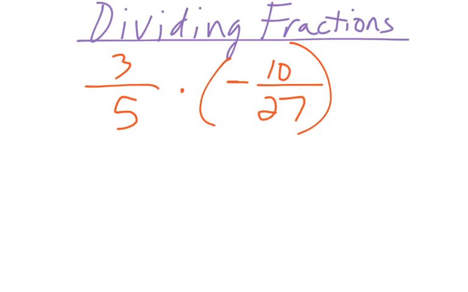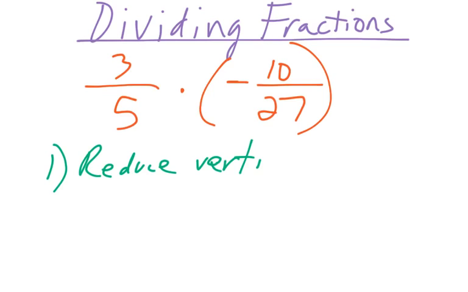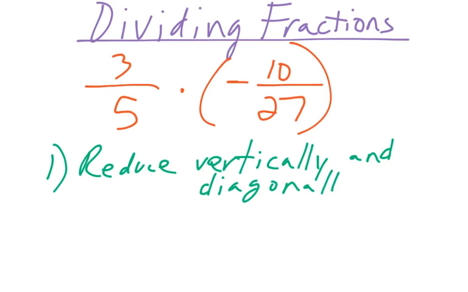So the first thing you want to do is look to reduce vertically and diagonally. Now vertically would be within each fraction. Diagonally is diagonally, right? So we look within each fraction, 3/5, can't reduce that. Now we look at 10/27, we're not worried about the sign right now. Can't reduce that because our only factors of 10 are 1 and 10 and 2 and 5, and none of those numbers besides 1 go into 27.